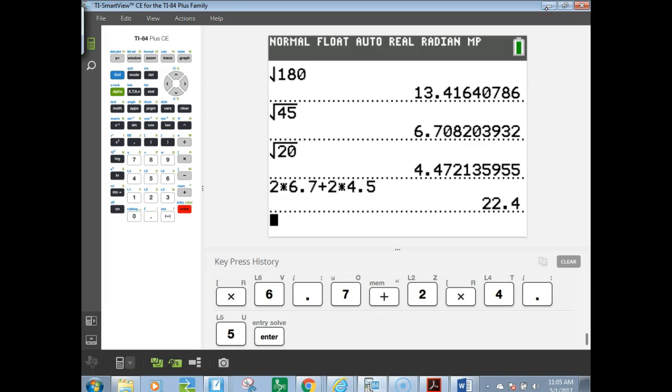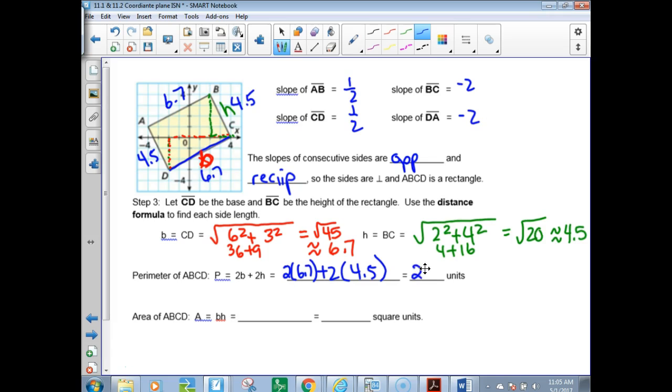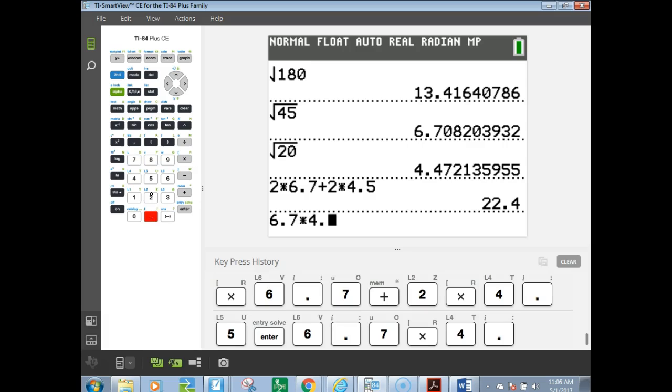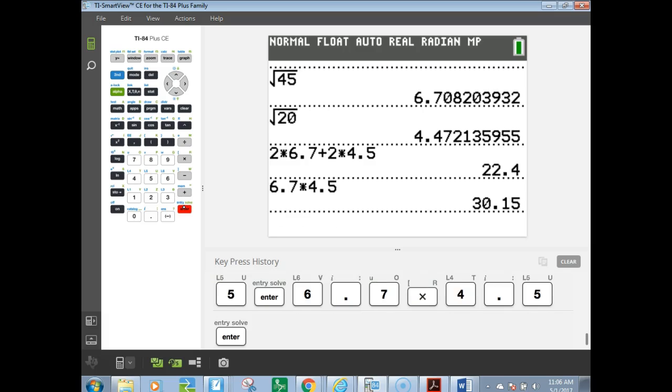Let's just relax. 22.4 units. Now area is base times height, so we're just going to do 6.7 times 4.5. Okay, 30.15 for our area.